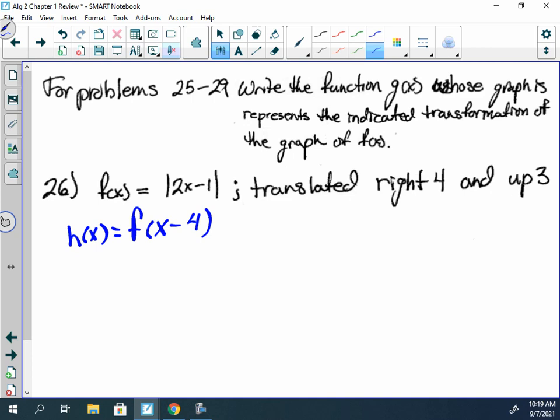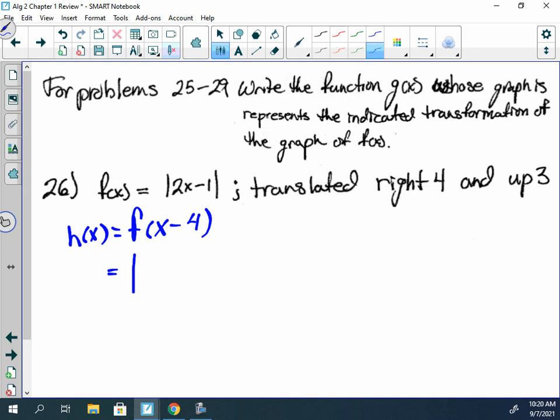Because the value of h itself is a positive 4, but because of how our notation is set up, it's going to be x minus 4. If it had been left 4, we would say x minus negative 4. And then we could rewrite it as plus. Now, this time, we don't have f of x anymore. We have what? F of.